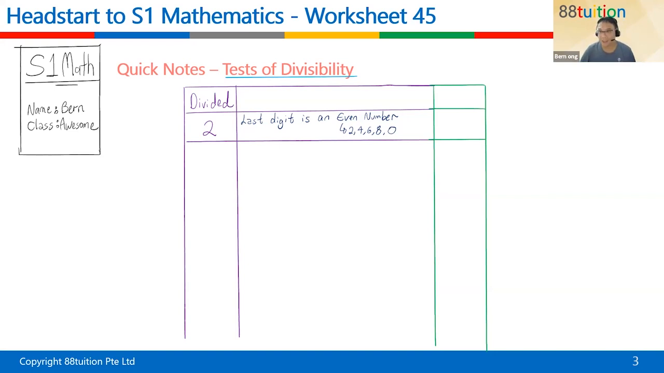If the last digit is an even number, it simply means it can divide by 2. A quick example is this number, 398,578. As you can see, the last digit here is an 8. It's an even number. What does it mean? This number confirm can divide by 2 because 8 is an even number. Understand?